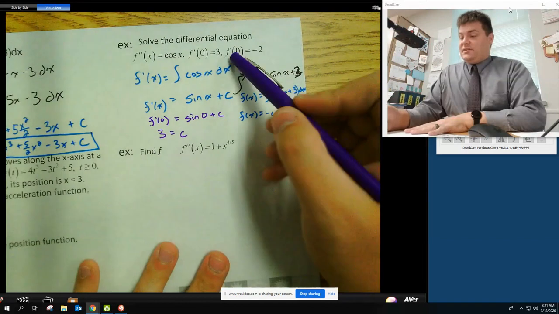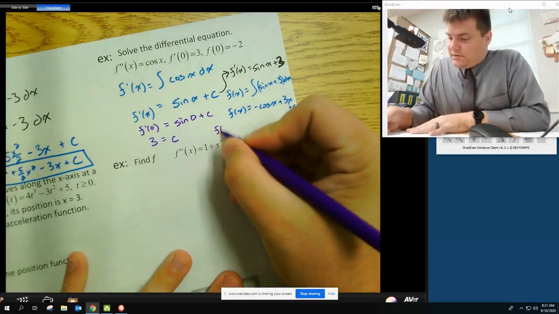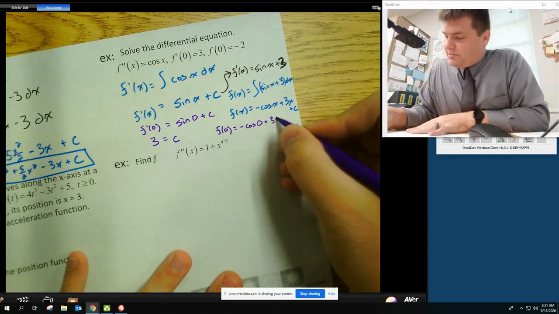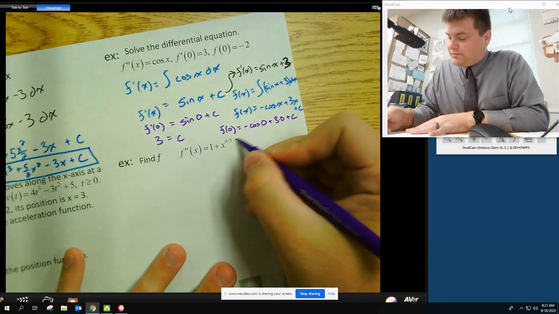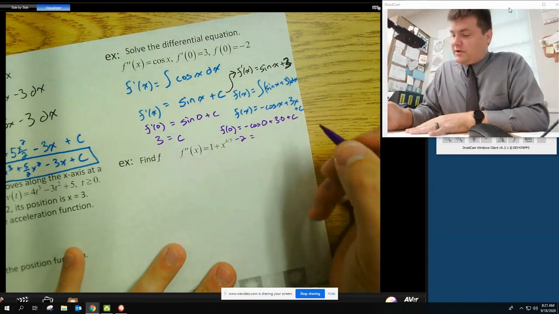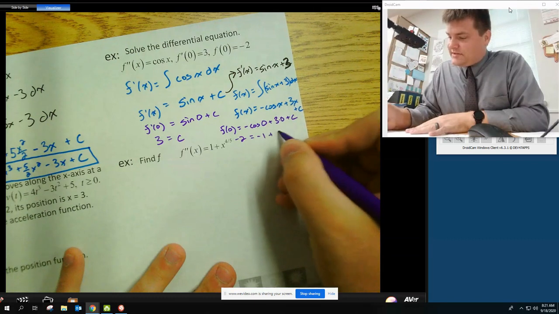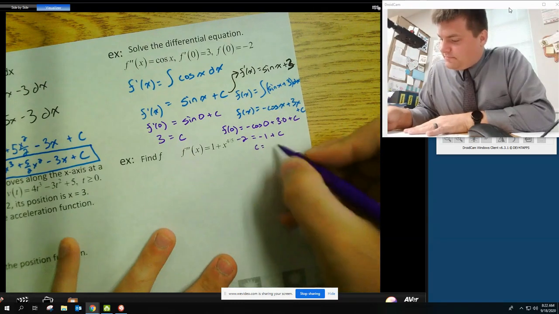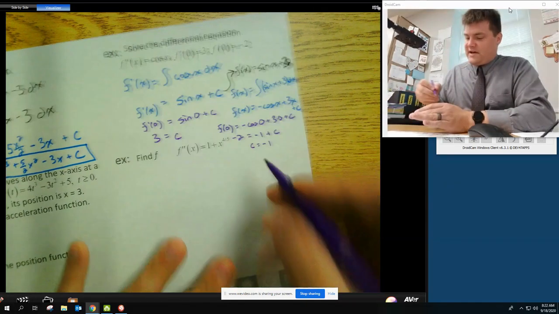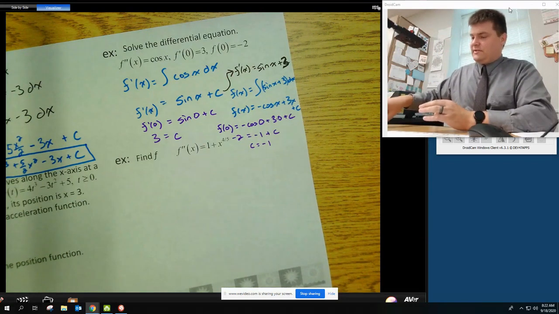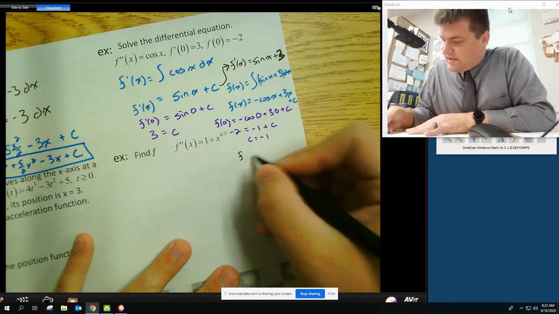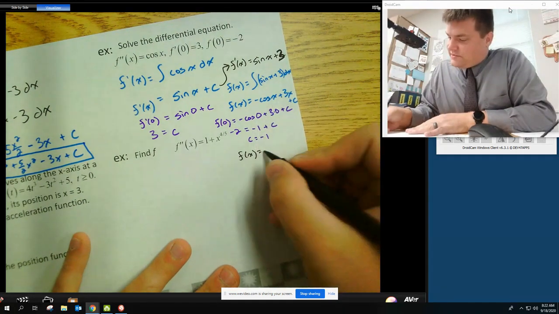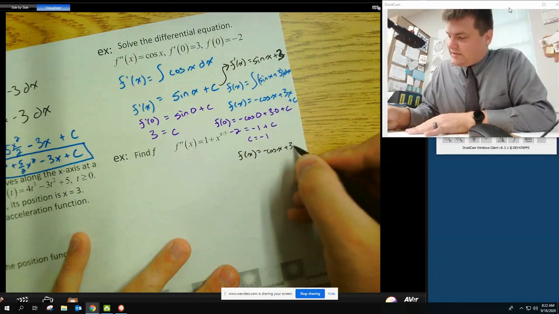Now I'm ready to plug in a 0 into my original. So f of 0 is equal to negative cosine of 0 plus 3 times 0 plus c. F of 0 is negative 2. So negative 2 equals cosine of 0 is 1, so negative 1 plus c. Now we're going to add that 1 to both sides here, and we're going to get c to equal negative 1. So my final answer is going to be f of x is equal to negative cosine x plus 3x minus 1.